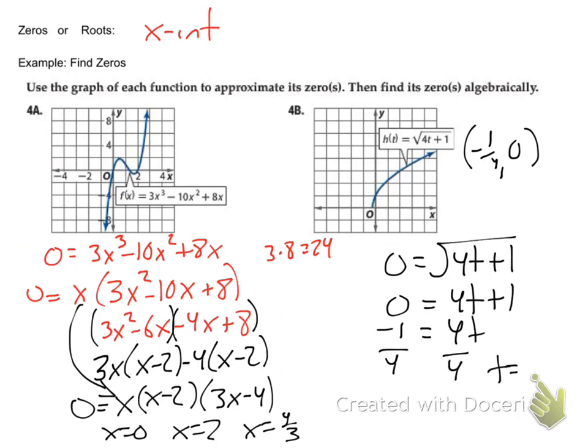T equals negative 1/4. So one I am approximating using a graph, the other one I am finding the exact value using algebra.